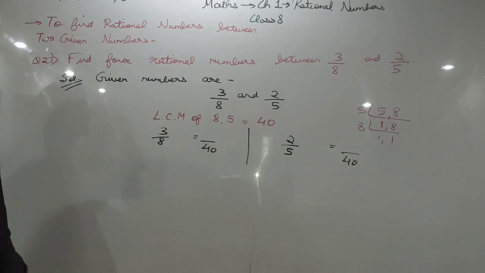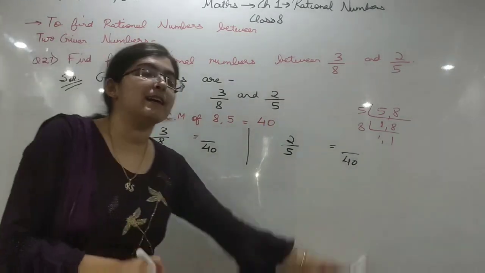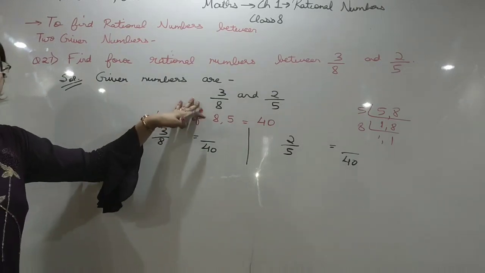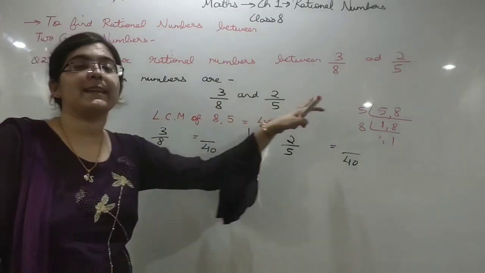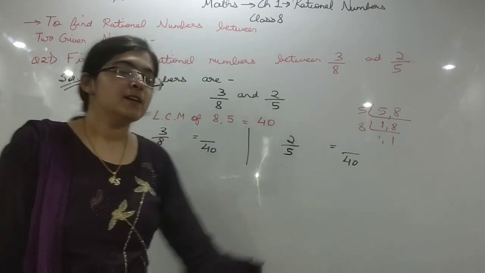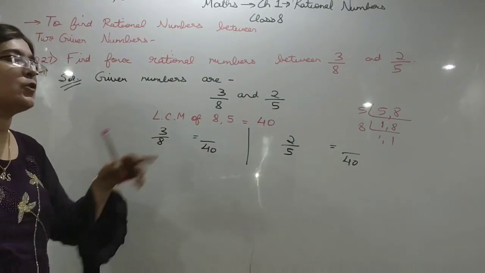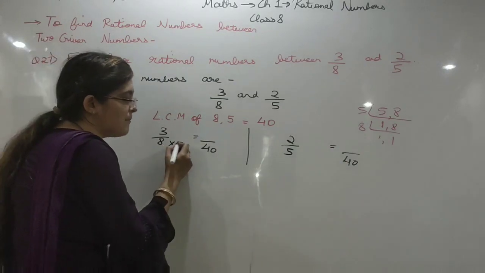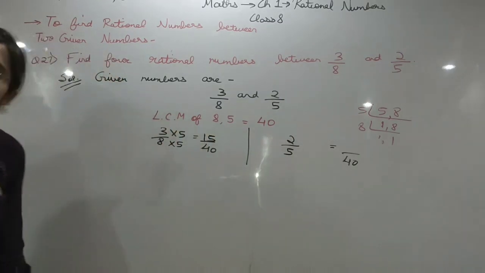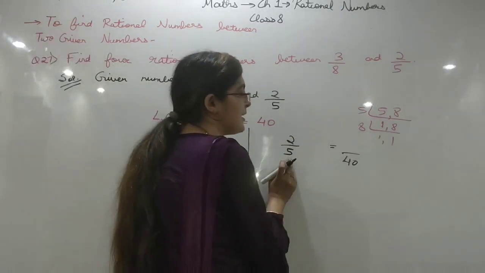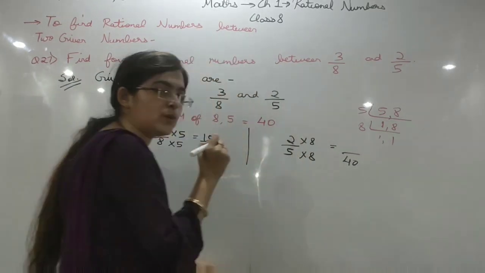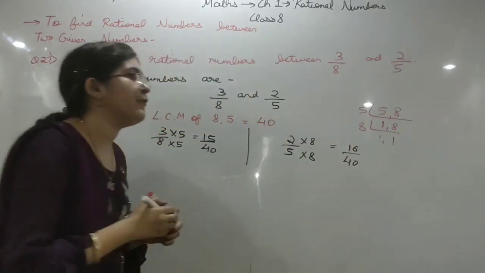What we have to do, students? See here, we have to make the denominators 40. How will we make it? First we have written the numbers. Now to make the denominator same, we have to find the LCM. The LCM is 40. So what will we multiply 8 by to get 40? 5. The same will be multiplied above also. What will come? 15 upon 40. Here what will we multiply 5 by to get 40? 8, and above also we have to do the same. It came 16 upon 40.